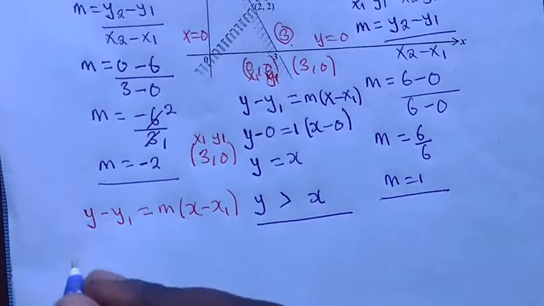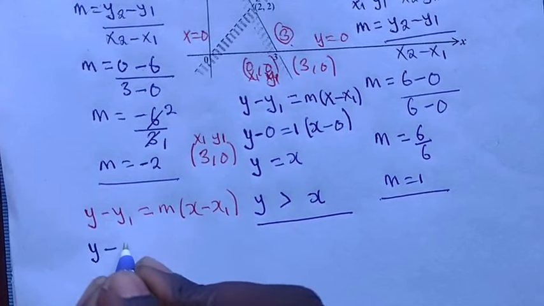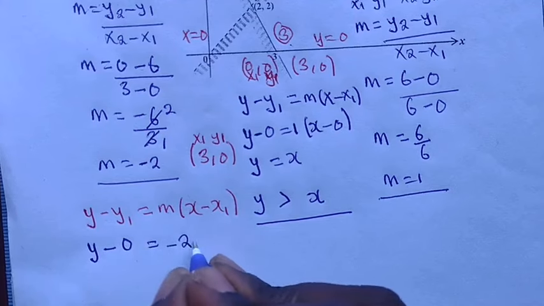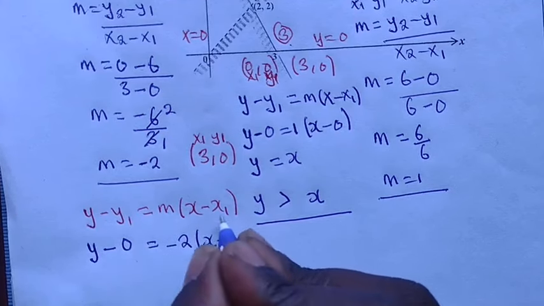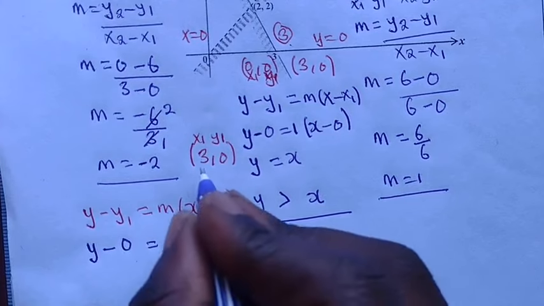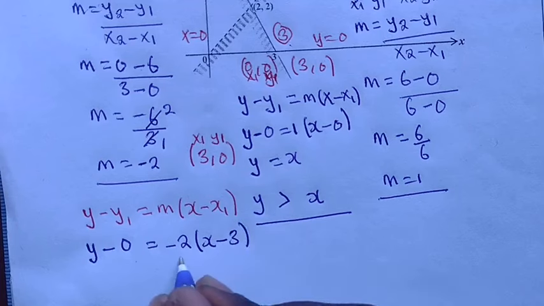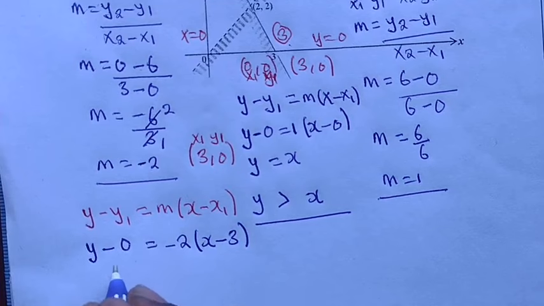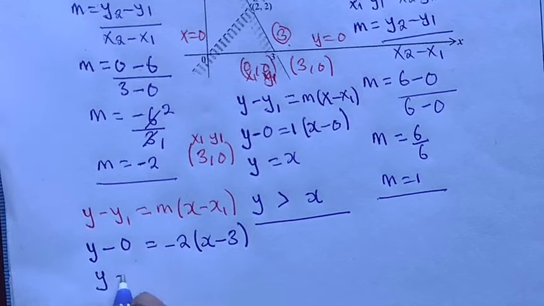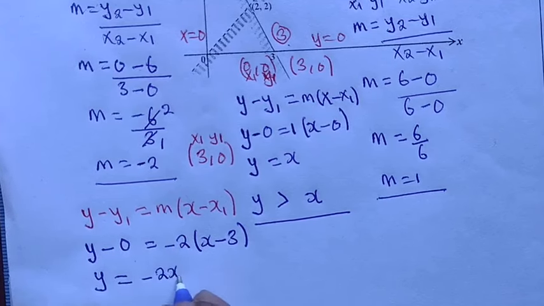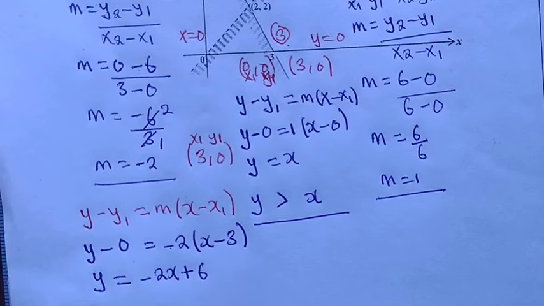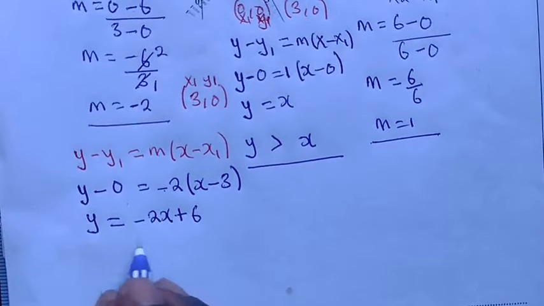Then just substitute. This y will remain. Y minus y1 is 0. Our gradient is negative 2. Our x will remain, minus our x1, which is 3. From here, you need to expand by opening the brackets. So y minus 0, this 0 won't have any impact. So just y equal to negative 2 times x. We are going to have negative 2x. Then negative times negative will get a positive. 2 times 3 will get a 6. Then from here, this is the equation.